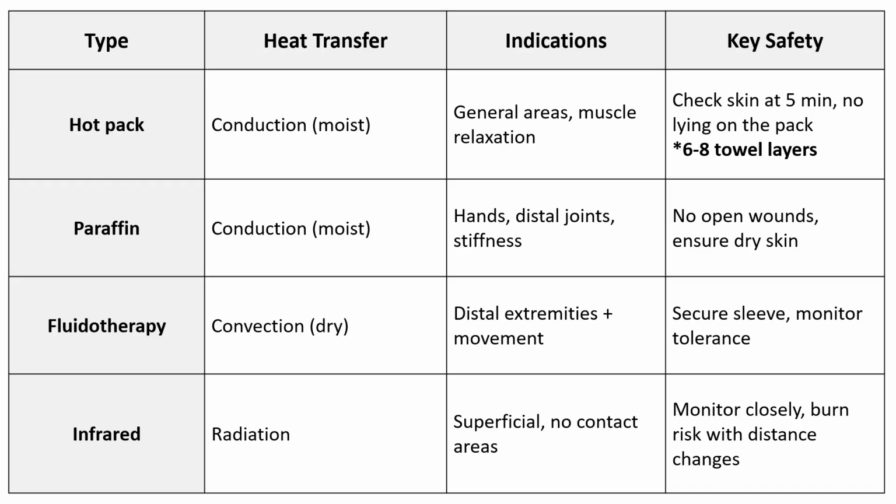Several methods can deliver superficial heat. Hot packs provide moist heat by conduction and are commonly used over large muscle groups. They require 6 to 8 layers of towels to reduce the risk of burns. Paraffin is ideal for the hands and other small joints affected by stiffness. Fluidotherapy uses dry heated particles suspended by moving air, allowing treatment while the patient performs active movement. Infrared delivers heat via radiation rather than direct contact. Although each modality transfers heat differently, they all aim to increase tissue temperature to reduce pain and improve mobility, with most treatments lasting about 15 to 20 minutes.